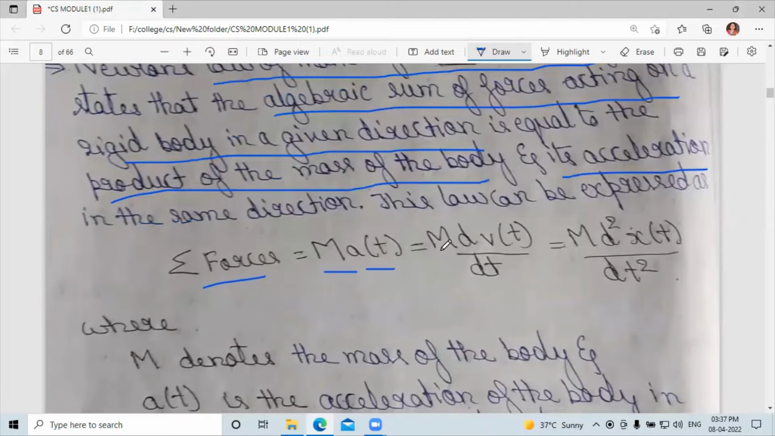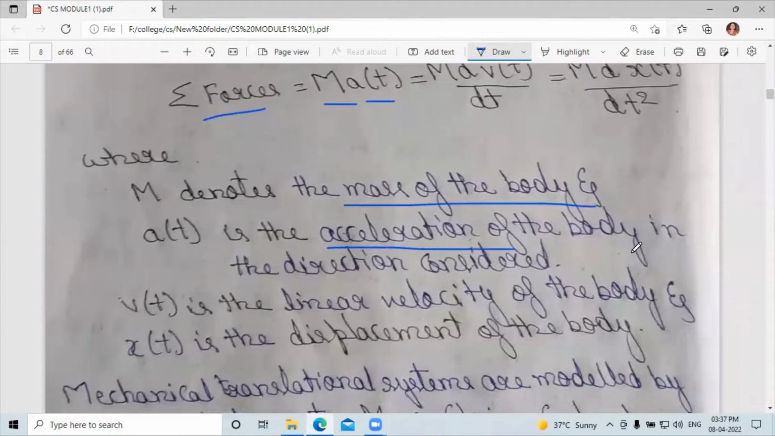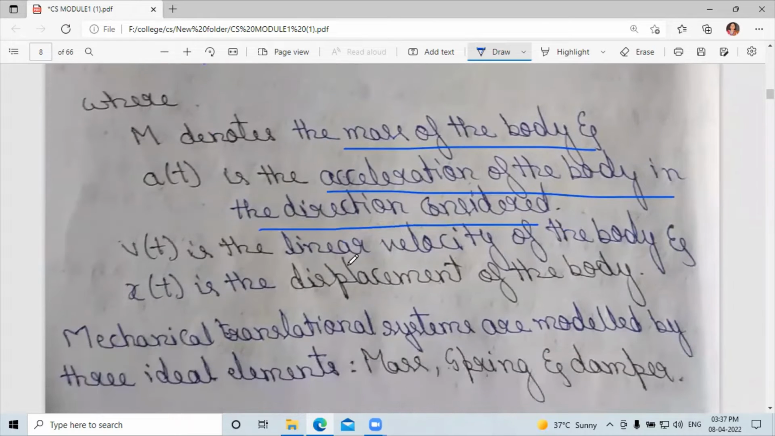That can be written as m into dv of t divided by dt, which equals m into d square x of t divided by dt square, where m denotes the mass of the body and a of t is the acceleration of the body in that direction, v of t is the linear velocity of the body and x of t is the displacement of the body.